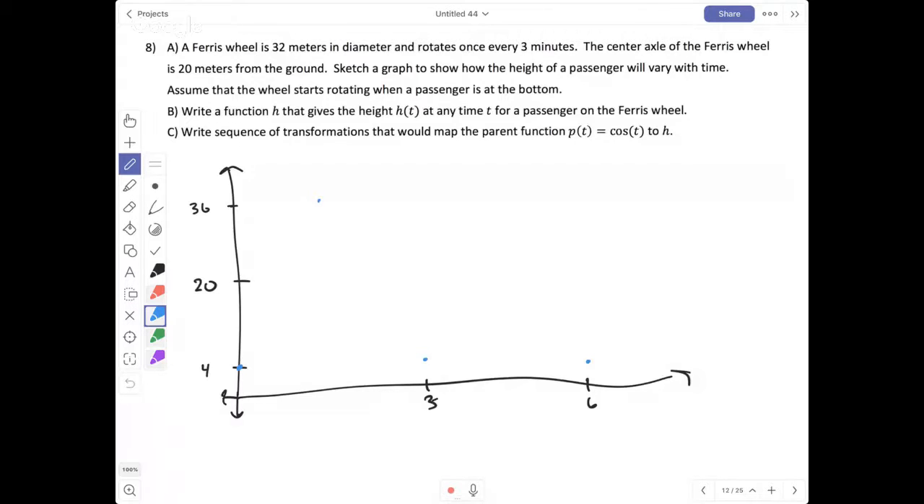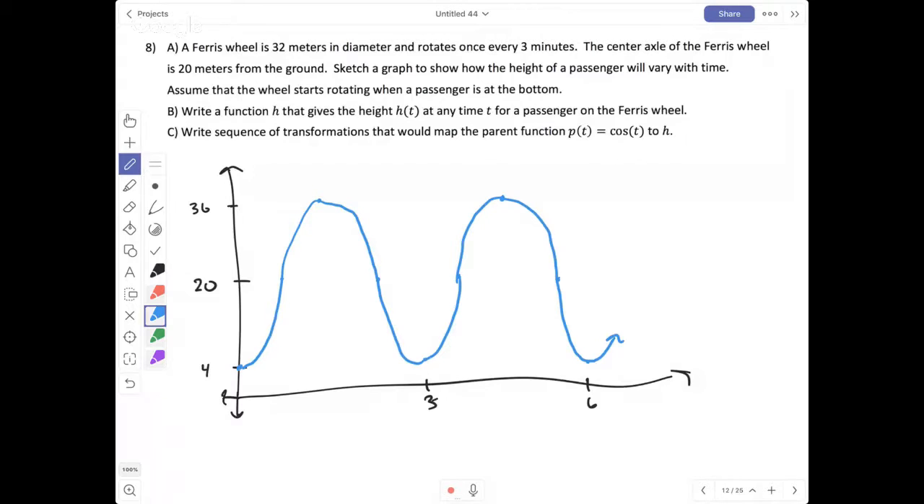At minute 1.5, we're up at the top, 36. And at 4.5, also up at the top. Right here, we're at 20, and here, 20 and 20. Things are going to go like that, and like that, and like that, and we go back up. Beautiful. Okay.